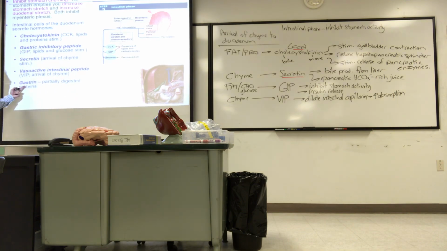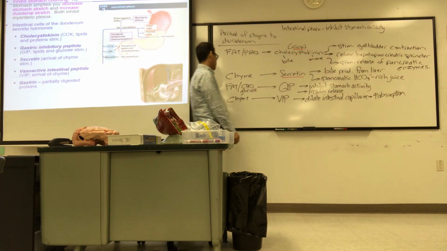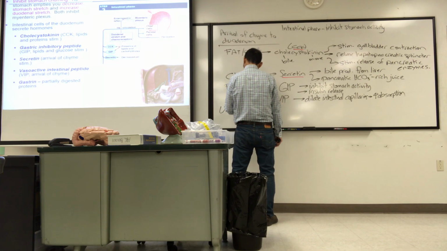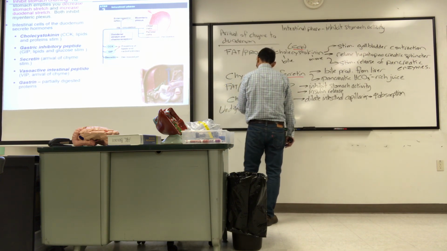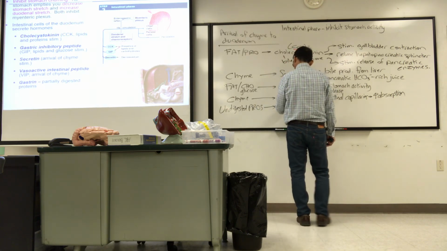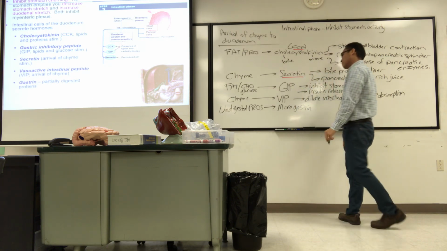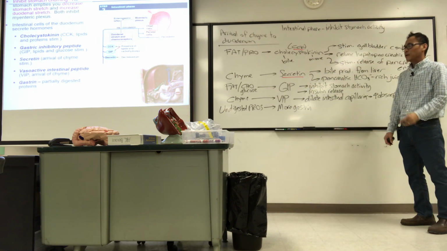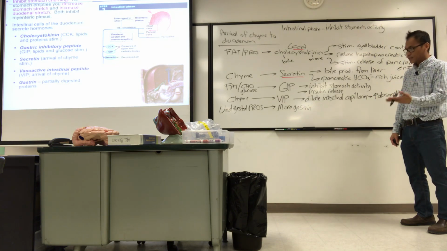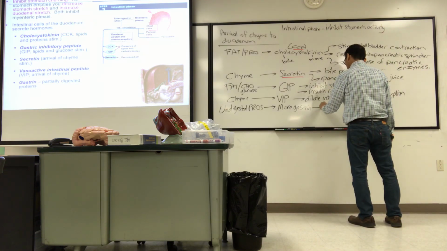Okay, then there's gastrin itself. If there are undigested proteins, that'll stimulate the release of more gastrin. I say more gastrin because it primarily comes from the stomach mucosa, but it comes from the intestine too if the undigested proteins reach that far. That's the only one where the gastrin will increase stomach activity.